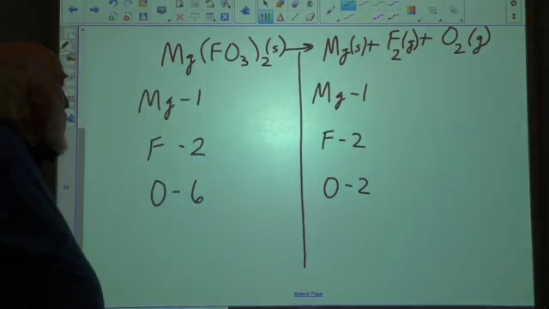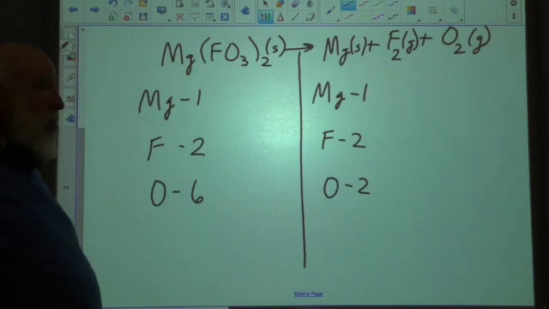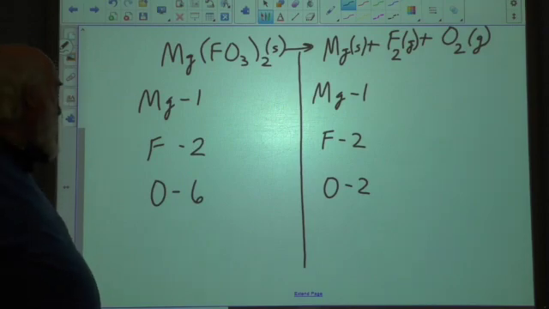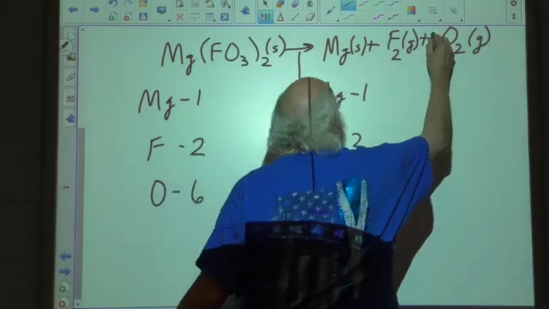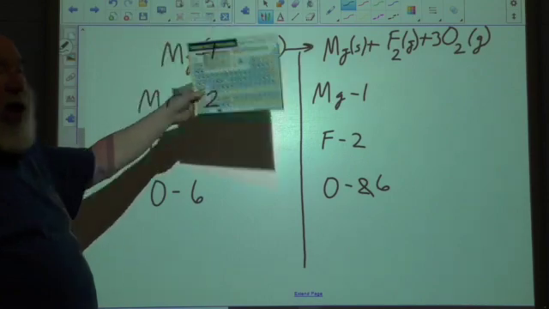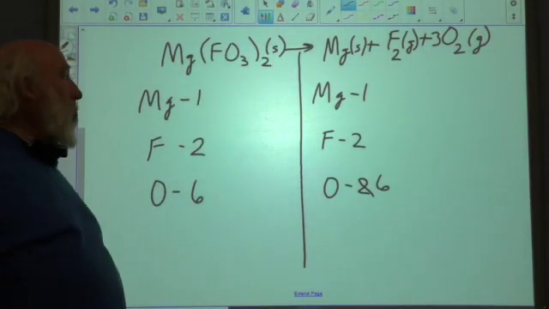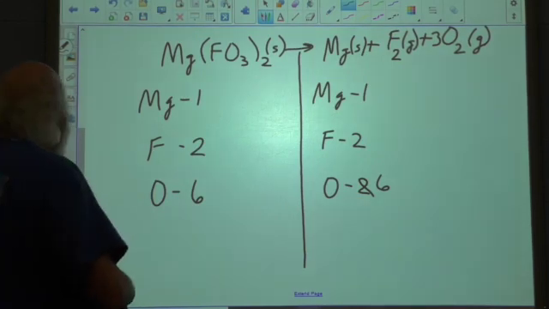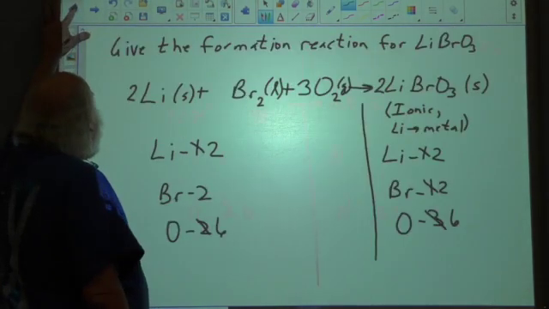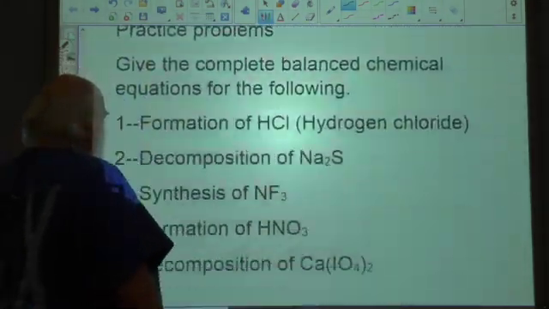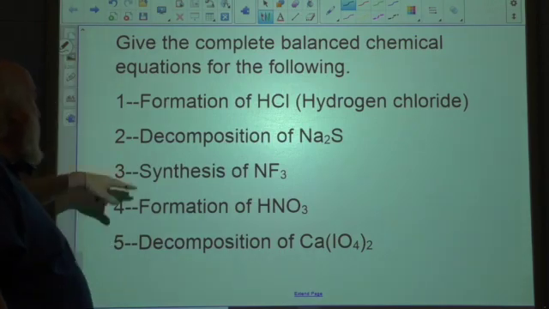Well, this looks pretty easy. Magnesium's already balanced. The fluorine is already balanced. The only not balanced is the oxygens. I need 6 over there. That's easily fixed. I put a 3 in front of that because 3 times 2 is 6. And ta-da! Balanced. Decomposition reaction. Easy, right? It is. So, your assignment, your practice problems are these 5 right here.